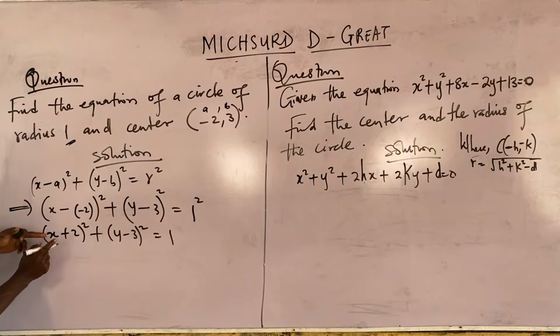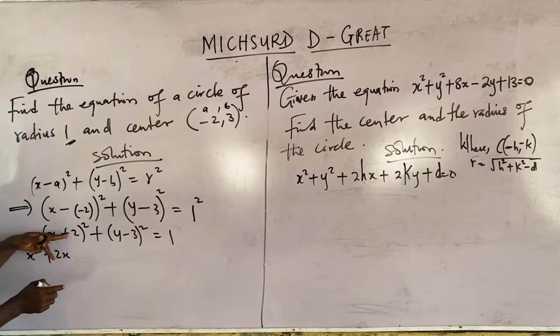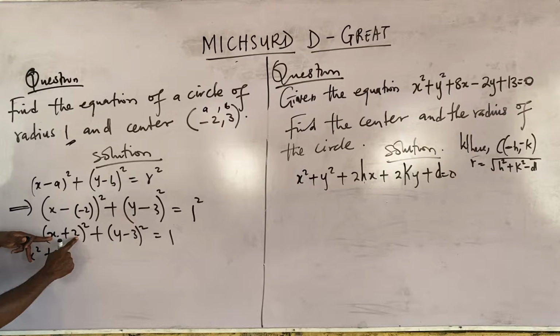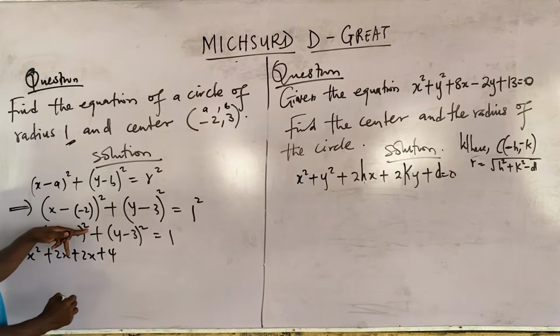Let's use x to multiply through first. So x times x will give us x². x times 2 will give us 2x. Now let's use 2 to multiply through. So 2 times x will give us 2x. 2 times 2 will give us 4. So we have done the expansion.